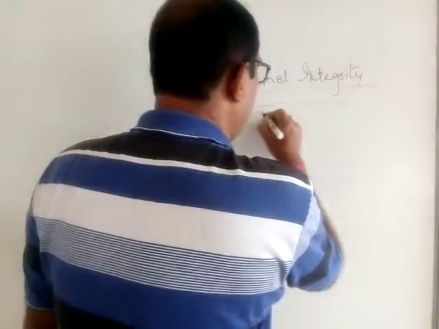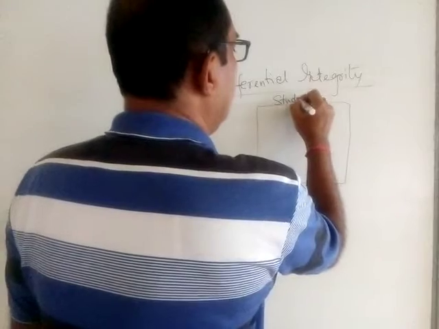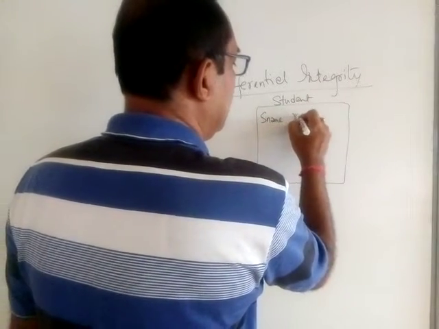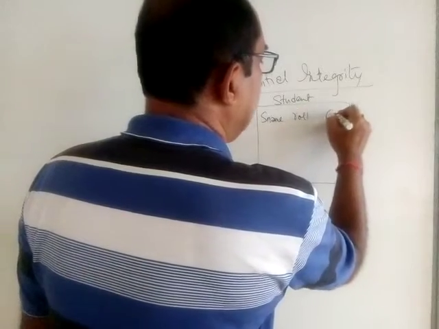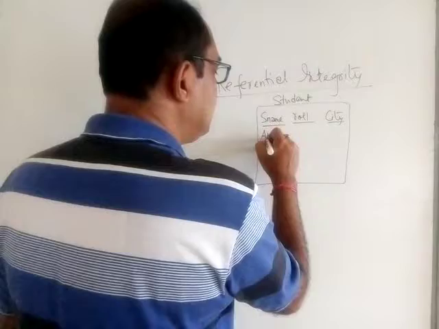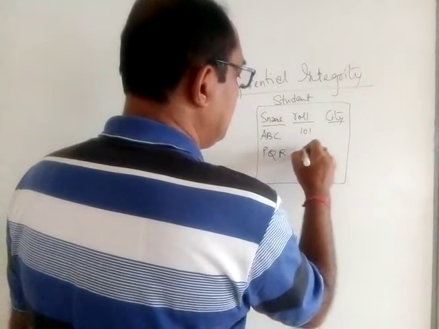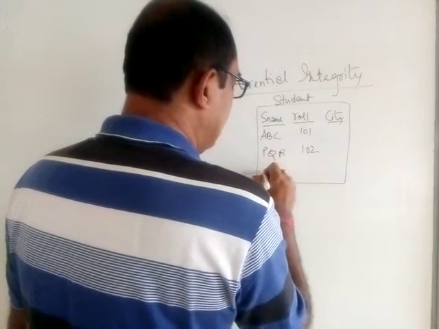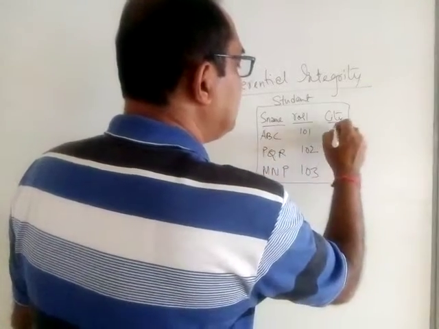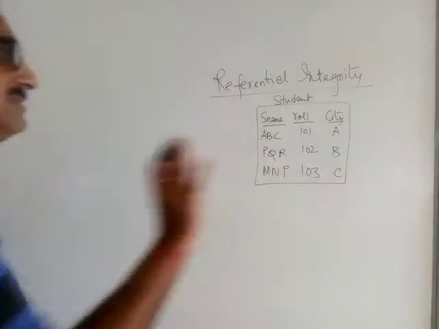Say there is a student table. In the student table, I had the name of the student, the roll number of the student, and which city they belong to. Say here we have the name ABC, whose roll number was 101. PQ1, his roll number was 102, and MNP, his roll number was 103. City, say this one is ACP, BCP, and CC, the names of the cities.